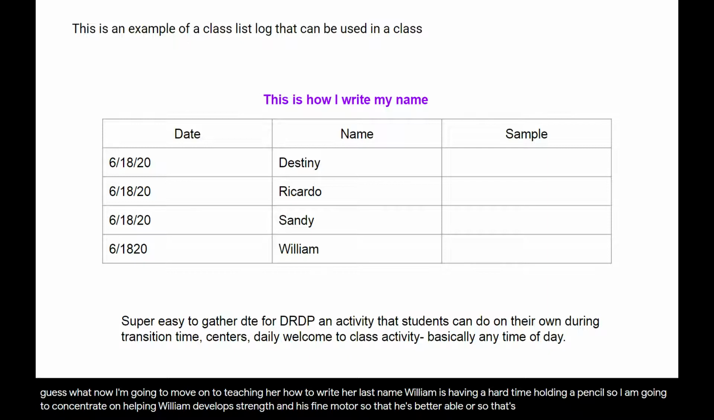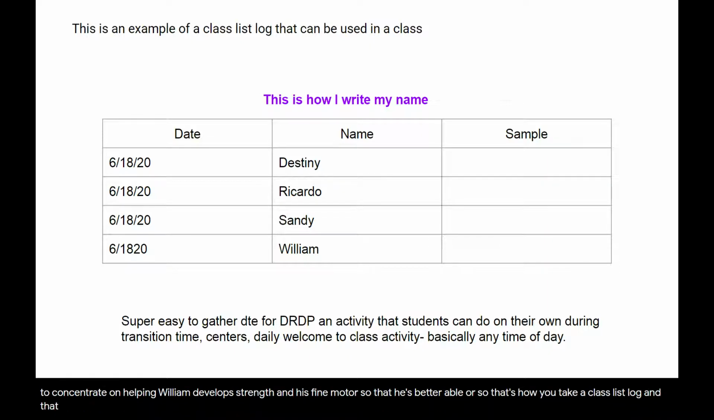So that's how you take a class list log. And that's how you take the data that you gather through any type of observation and use it to help the children strengthen skills that they already have.